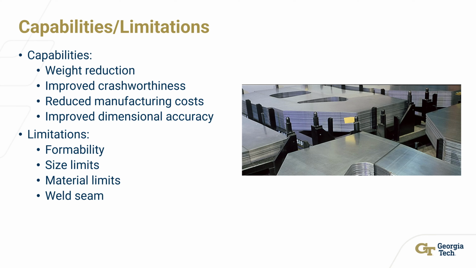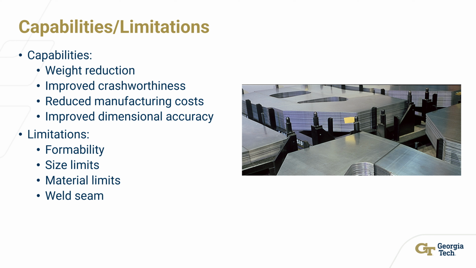Capabilities: weight reduction, that's the biggest thing. Improved crashworthiness, that's obviously a huge standard in the automotive industry. Reduced manufacturing cost, always a benefit to reduce your manufacturing cost. And then improved dimensional accuracy. Being able to take a large scale blank and make it extremely accurate is something that is very, very interesting.